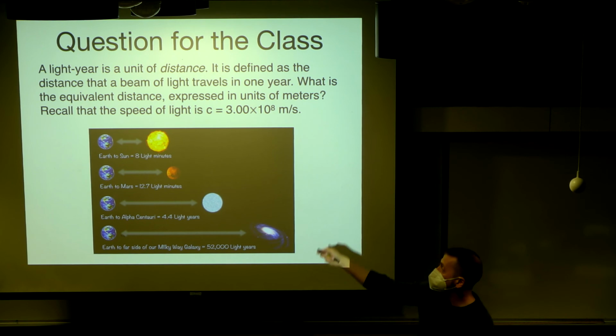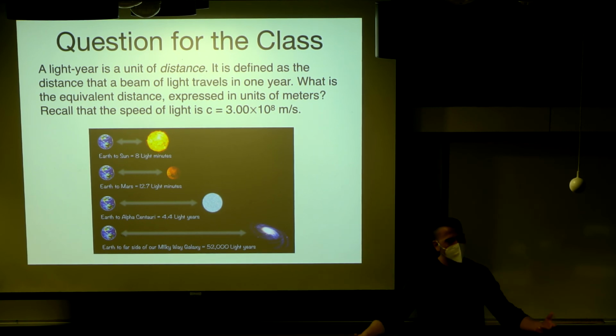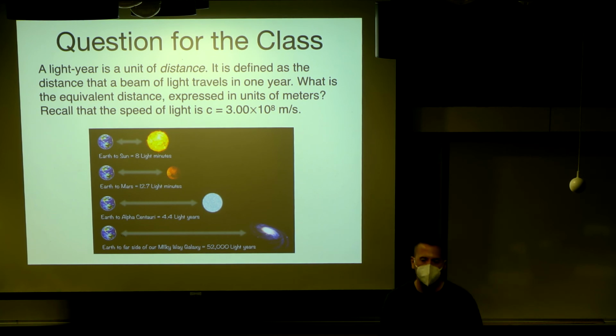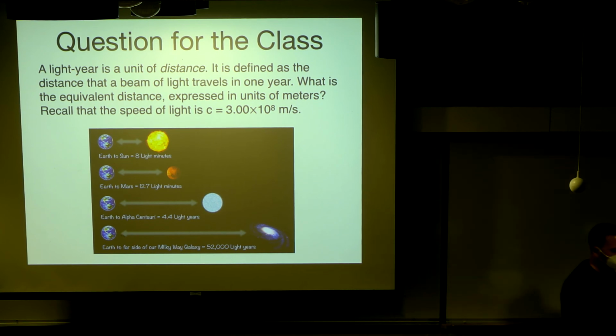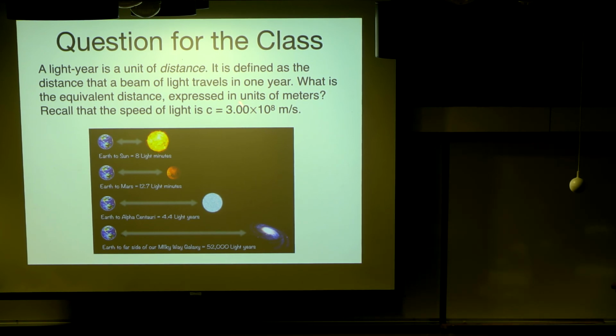We know that the speed of light is 3 times 10 to the 8 meters per second. So based on that, I think you can tell me how many meters is equivalent to a light year. See if you can work that out. We'll go through it together in a few minutes, but basically this is a unit conversion from light years to meters. You can use the speed of light to do it.